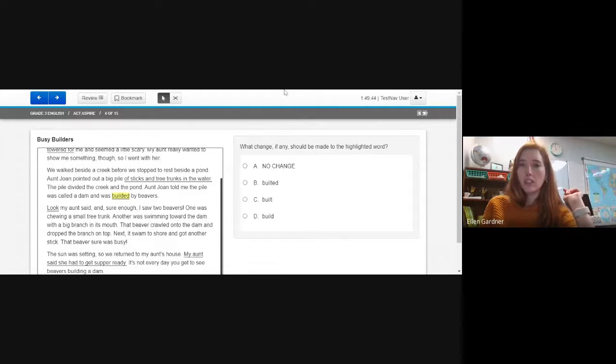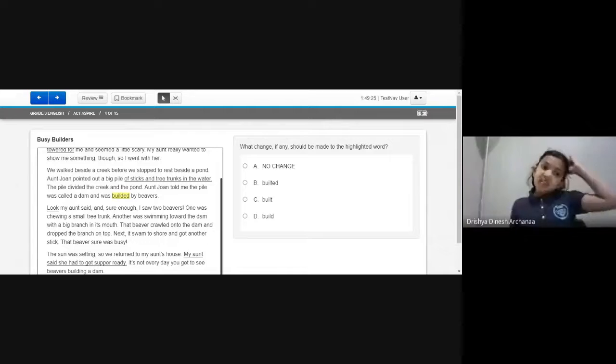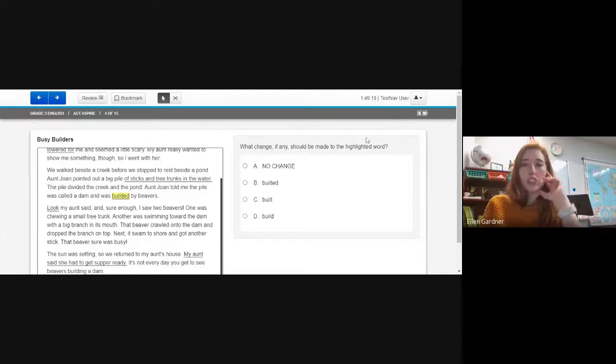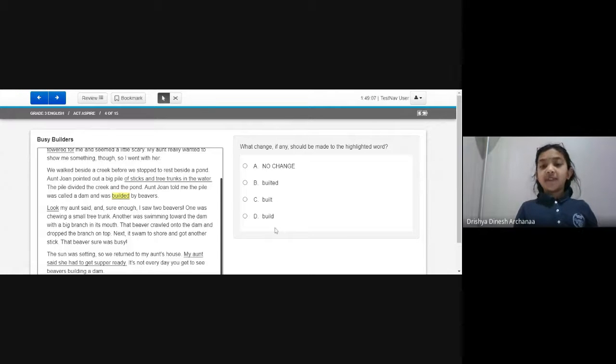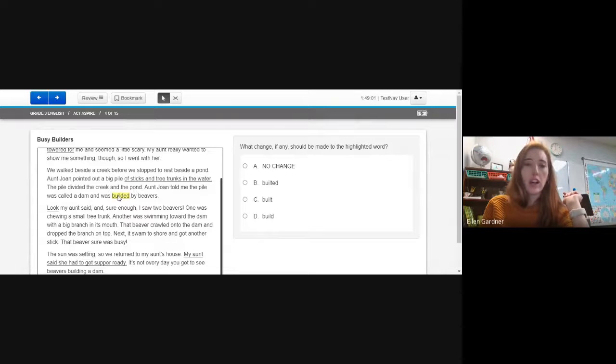Okay, some of you probably noticed this when Krish was reading it out loud. Stay with us, bud, Adarsh. Okay, I'll have Drishya help with this one instead. Wait, I'll start from the beginning with the paragraph. We walked beside a creek. I'd like you actually to just read this section here. Can you read the question and the answer options? What change, if any, should be made to the highlighted word?